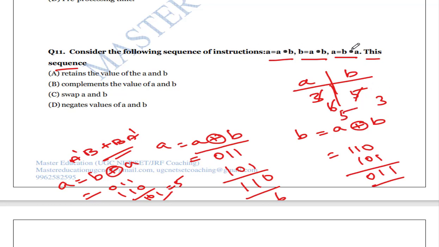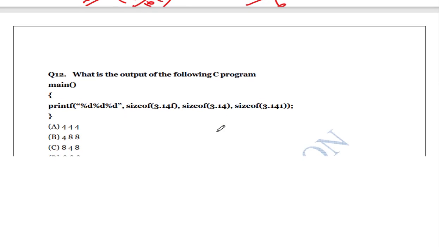So what happened after these statements are executed? The a value became 5 and the b value becomes 3. Initially a is 3, b is 5. So this sequence swaps the a and b values. Does it retain the values of a and b? No, it changed. Does it complement the values? No. Does it negate the values? No. It swaps the values of a and b, which is the correct answer.